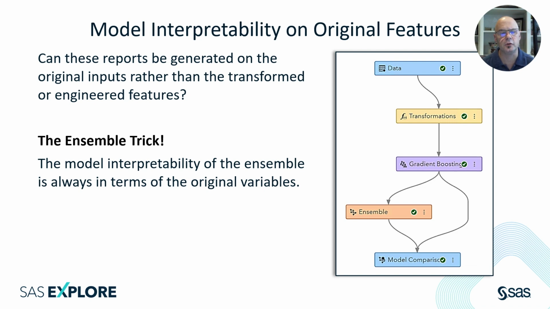So the ensemble trick is simply to take one node, the ensemble node, and connect it to your model, just one model. That means the model is essentially recreated. We're not changing anything when we ensemble just a single model. The benefit is the model interpretability plots will be performed on the original inputs.